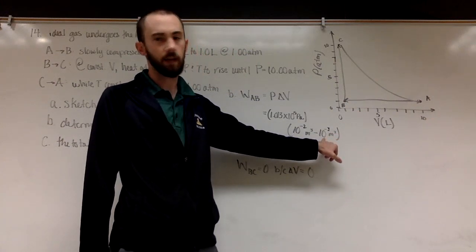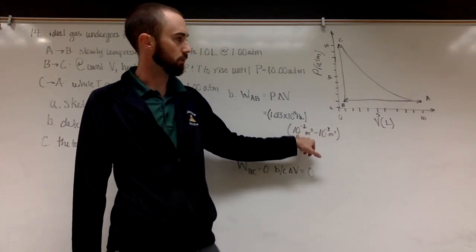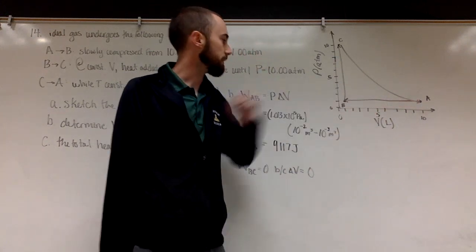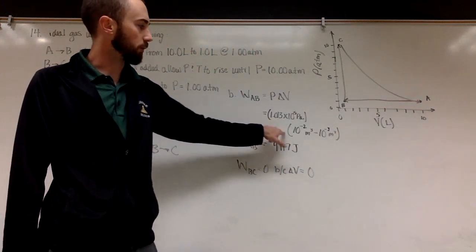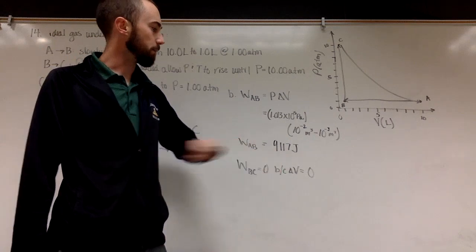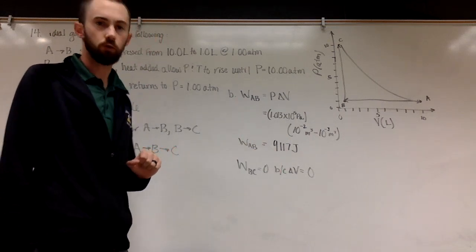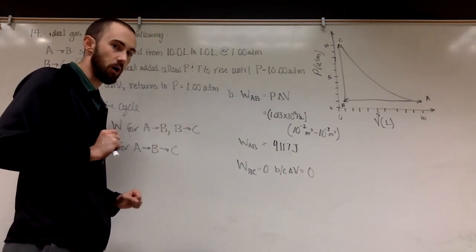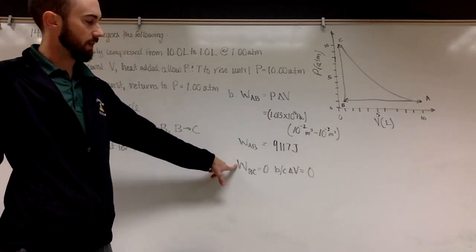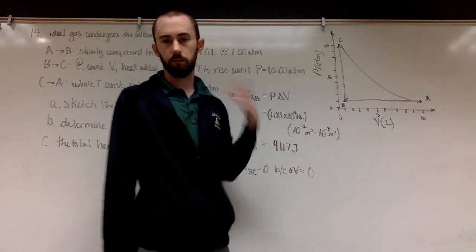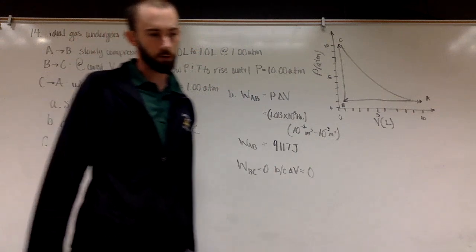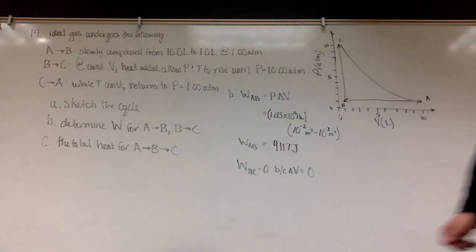So when we're down to part B, we should be at 10 to the minus 3, and then 10 times bigger than that should just be 10 to the minus 2. So we're going from 10 liters down to 1 liter. When we multiply those together, we end up with 9,117 joules, and that's positive because it's being done on the system. And then for part B to C, there's no volume change, no work.